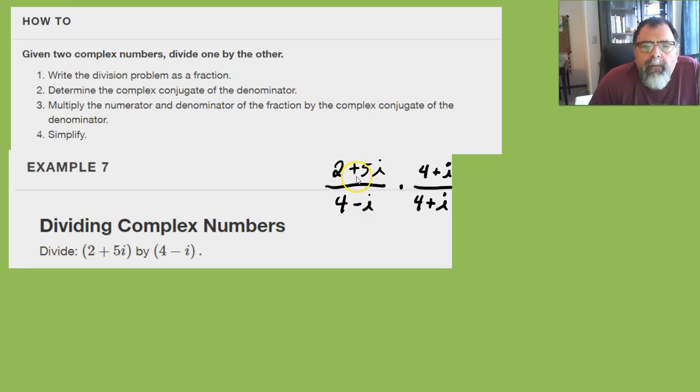All right, now we're going to simplify. So we're going to distribute the top. So here's the fun part. The top you're going to distribute. So 2 times 4 is 8. 2 times i is 2i.